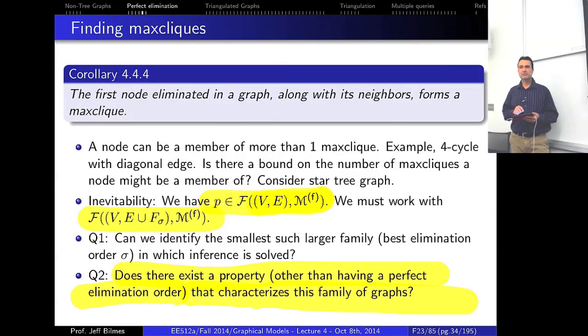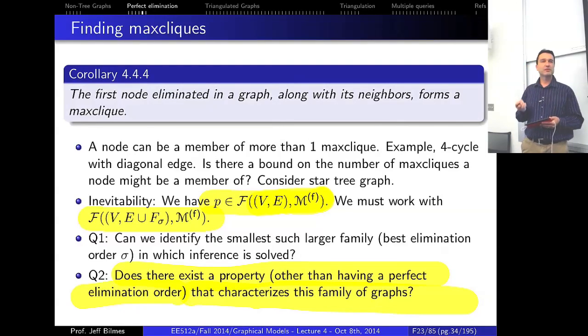Let's take a break and ponder the possibilities of these kinds of definitions that might allow us to gain better intuition on what a perfect elimination graph is. So we'll come back in a minute.